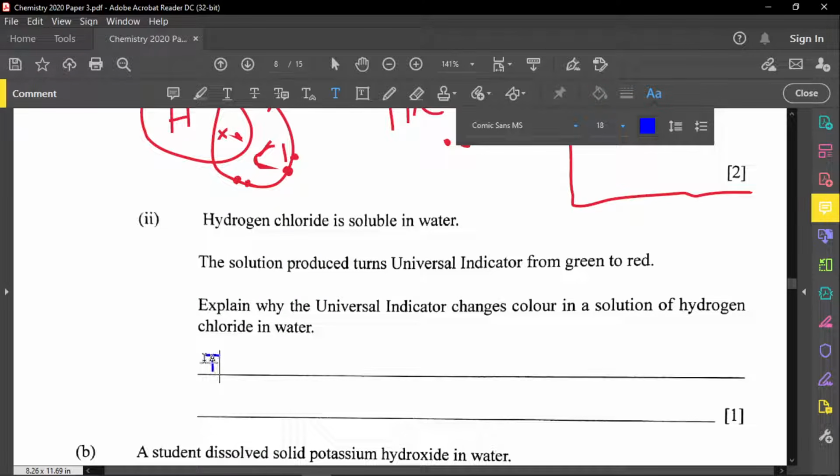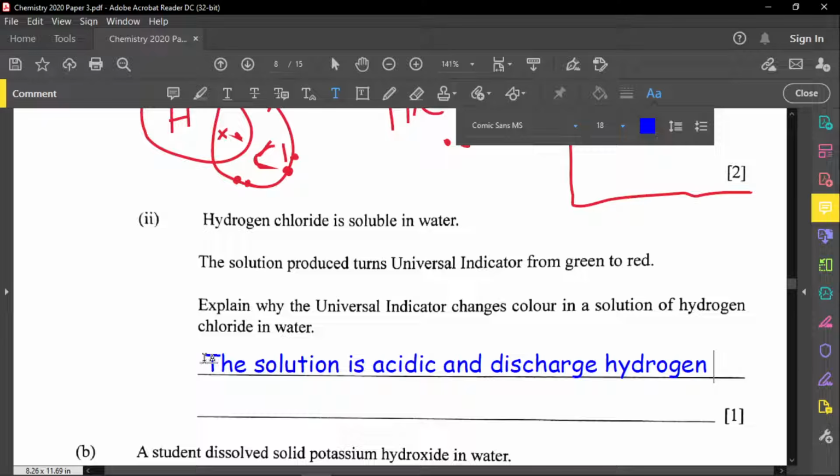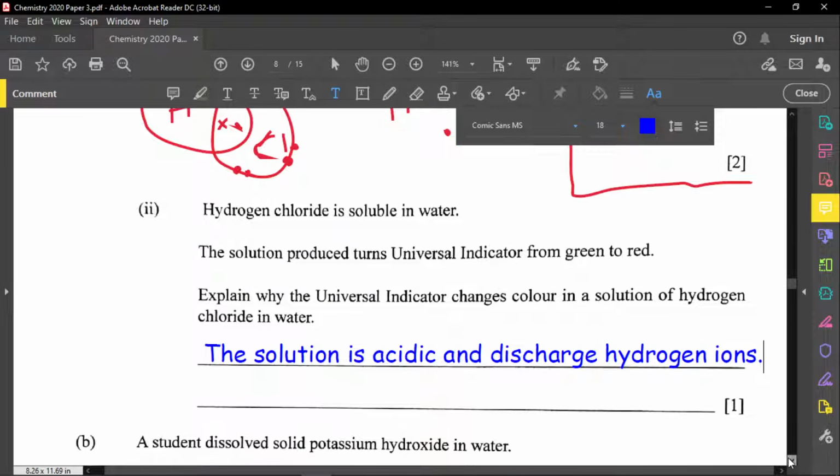So a point to note right here, the solution is acidic. And if the solution is acidic, that means it will discharge hydrogen ions, right? All acidic solutions discharge hydrogen ions. And again, the degree to which they discharge hydrogen ions will determine the pH level. The faster the rate, or the stronger the concentration of hydrogen ions within a solution, the more acidic it is.